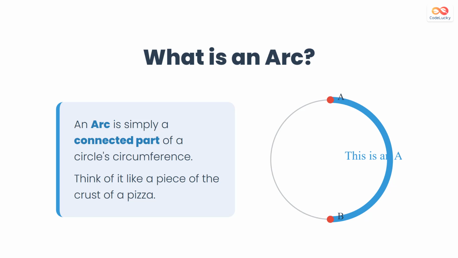So, what is an arc? An arc is simply a connected part of the circumference of a circle. Imagine the crust of a pizza slice. That curved edge is an arc.